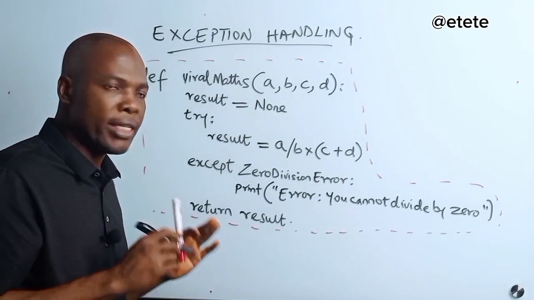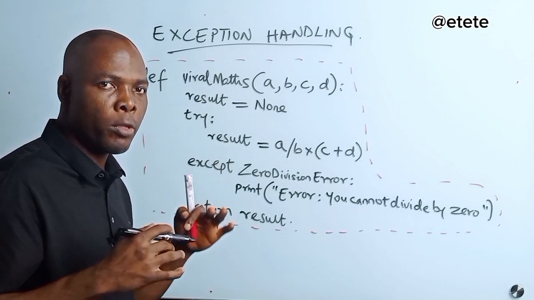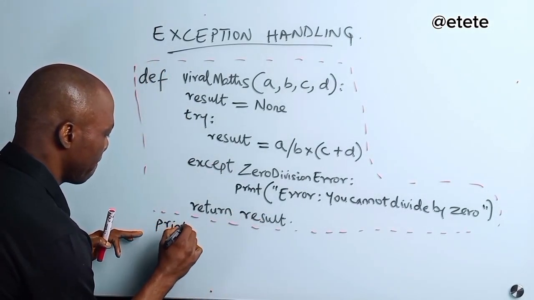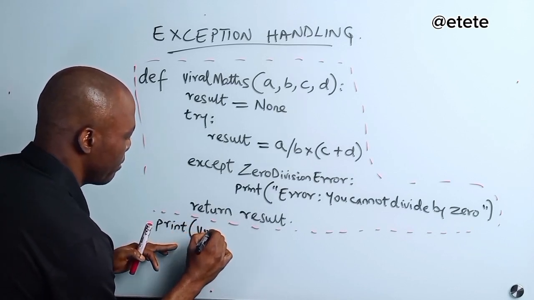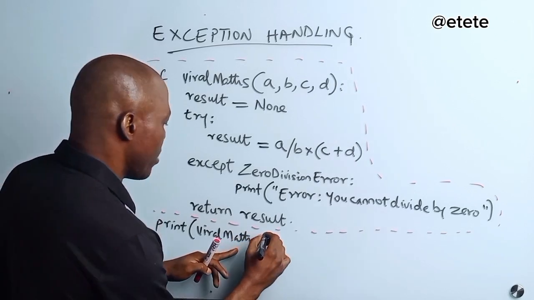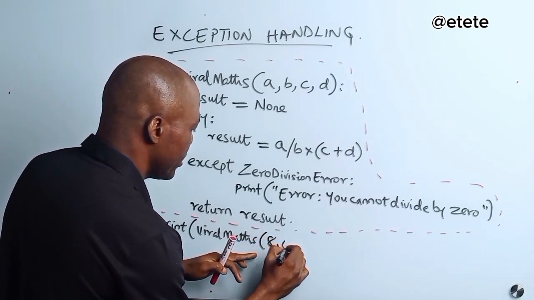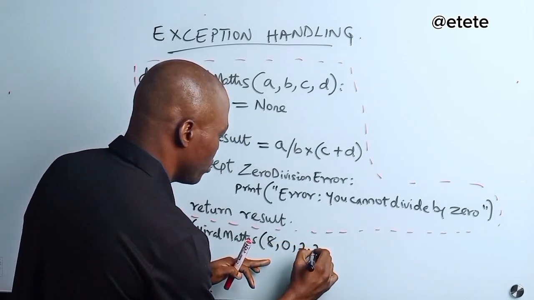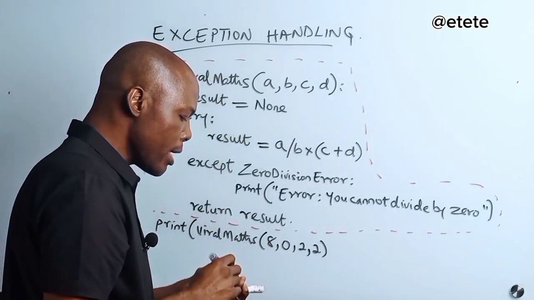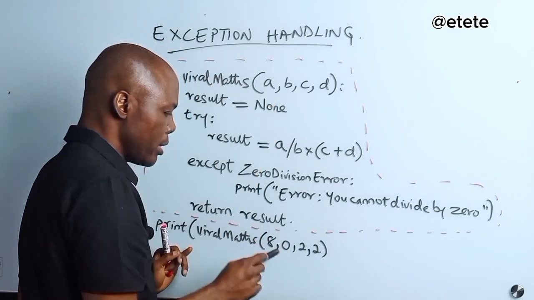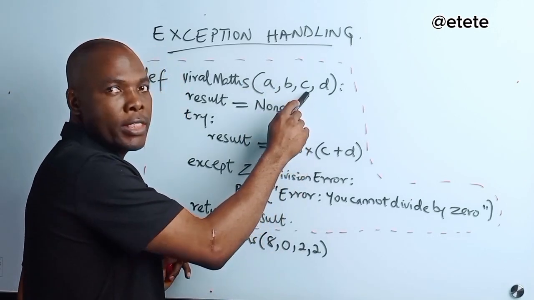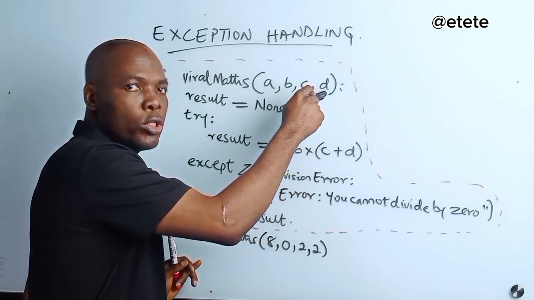So what I want to do now is I want to call this function, right? And then I'm going to supply external parameters to it. So I will now come here and I will say print, right? variable math. And then I will supply 8, 0, 2, 2, right? So I'm calling this function, then I'm supplying this. Now what will happen? 8 will be given to A, 0 will be given to B, 2 will be given to C, and this other 2 will also be given to what? To the D.